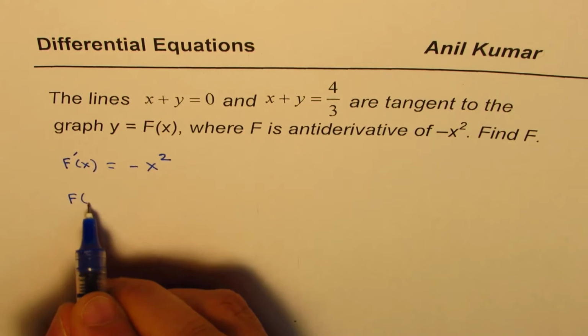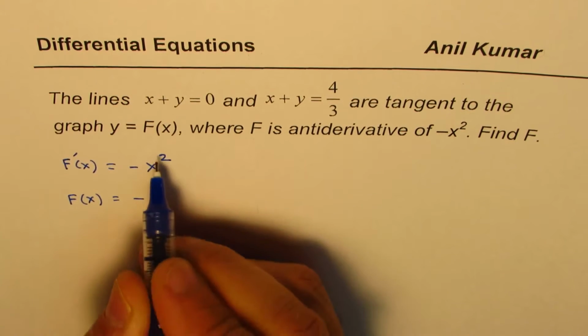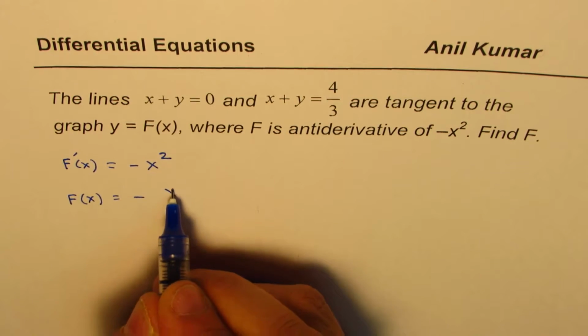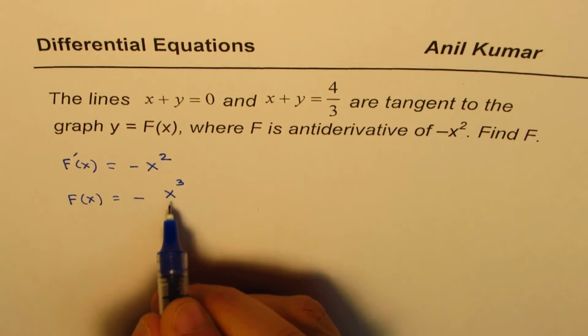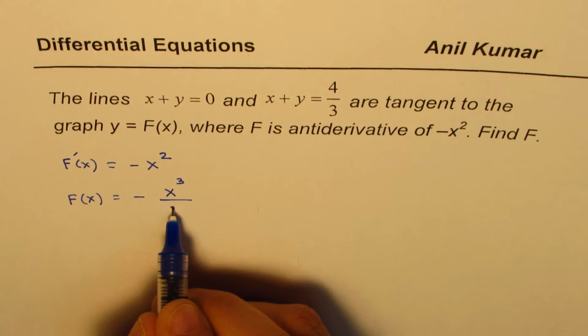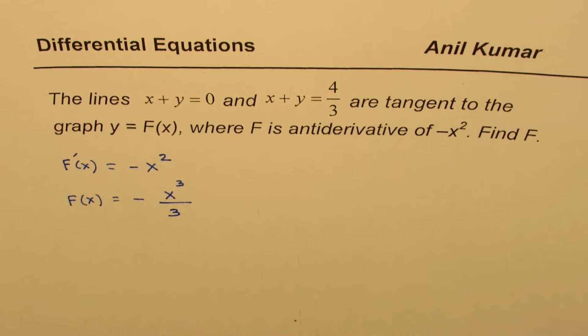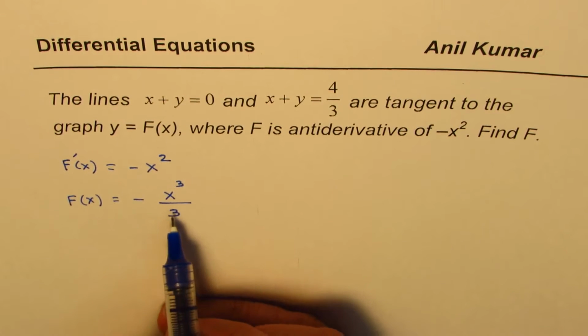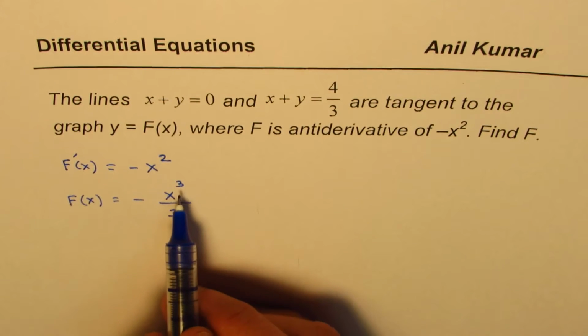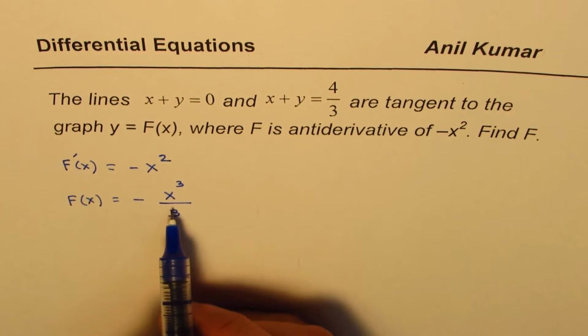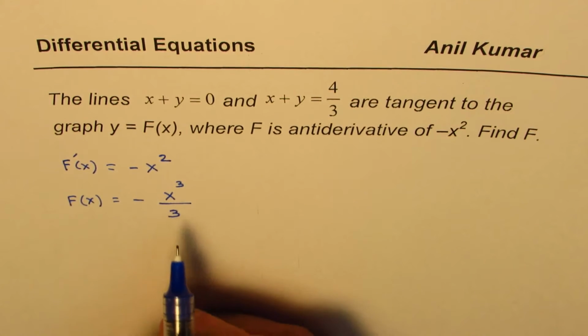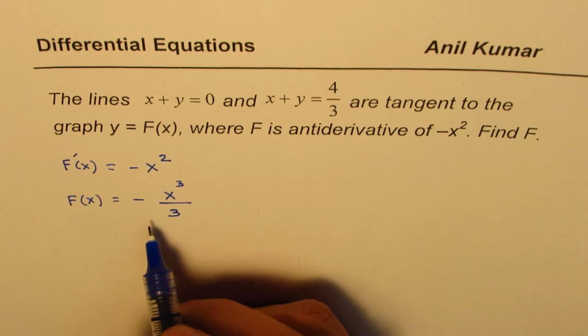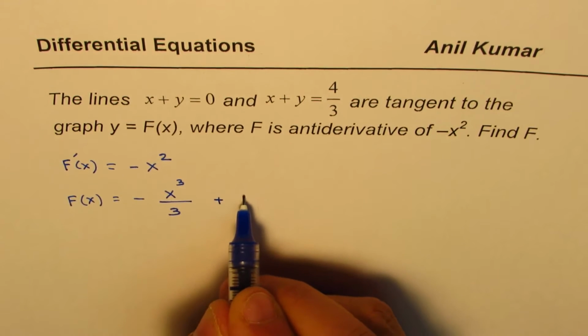So we get f of x equals minus, and this will give us x to the power of 3 over 3, right? So that is the antiderivative of this function. You can check your result at this stage by taking the derivative of this, right? So if I take the derivative, I get 3x squared, 3 and 3 cancel, right? Now this is always a general solution, so we'll write this as plus c.